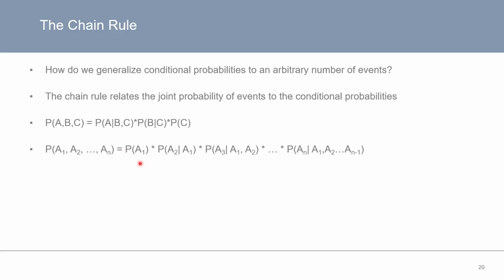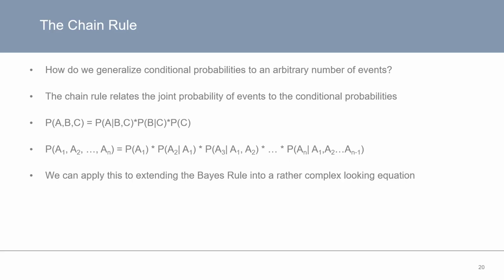So now we have the probability of A1 alone, corresponding to the probability of C alone, the probability of A2 given A1, corresponding to the probability of B given C, and the probability of A3 given A1 and A2, corresponding to the probability of A given B and C. This new equation continues, being further multiplied in a similar pattern based on how many events were being looked at in our original joint probability.